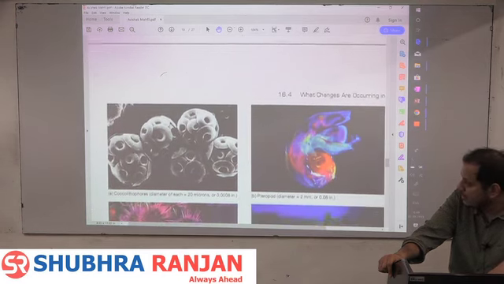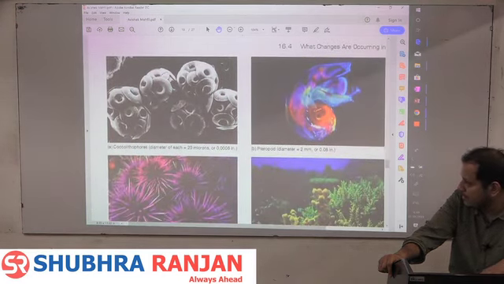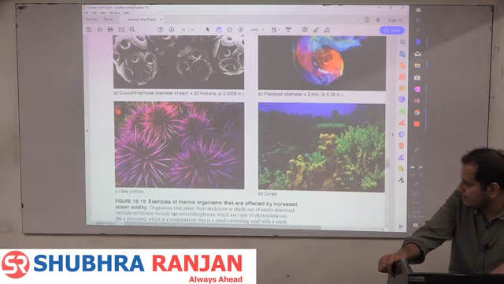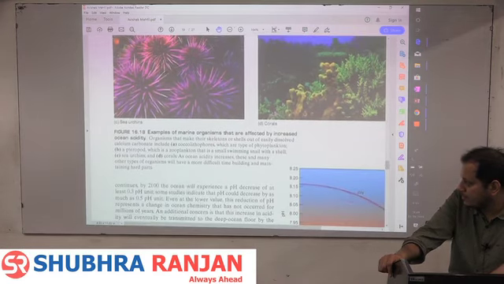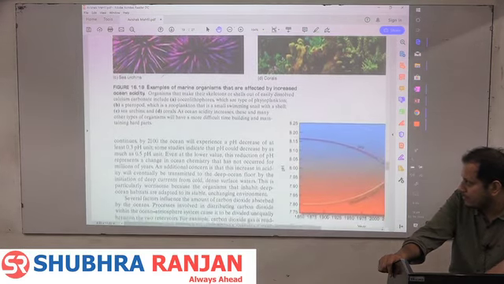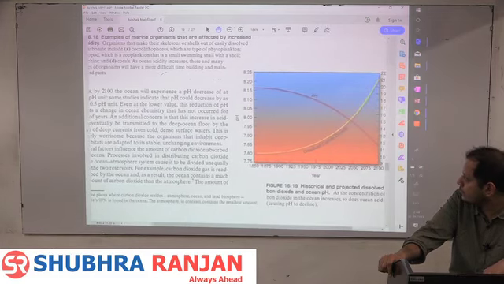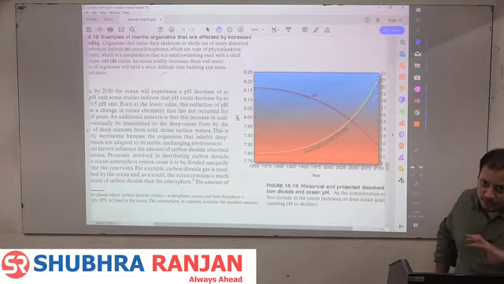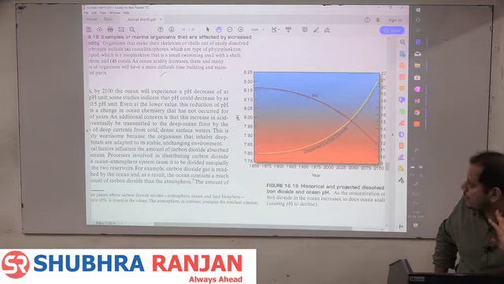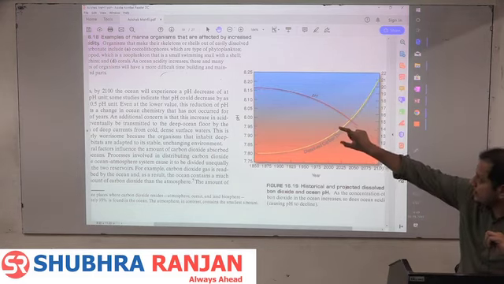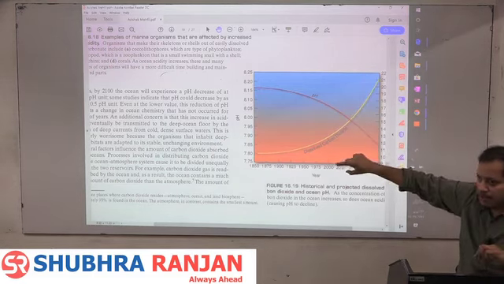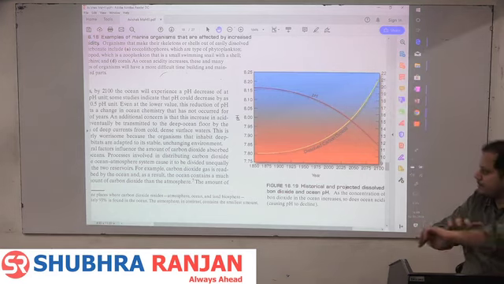So you see the animals in the pelagic environment, right? And this is the diagram for the ocean acidification. Very good diagram. pH is decreasing as the dissolved carbon dioxide is increasing.